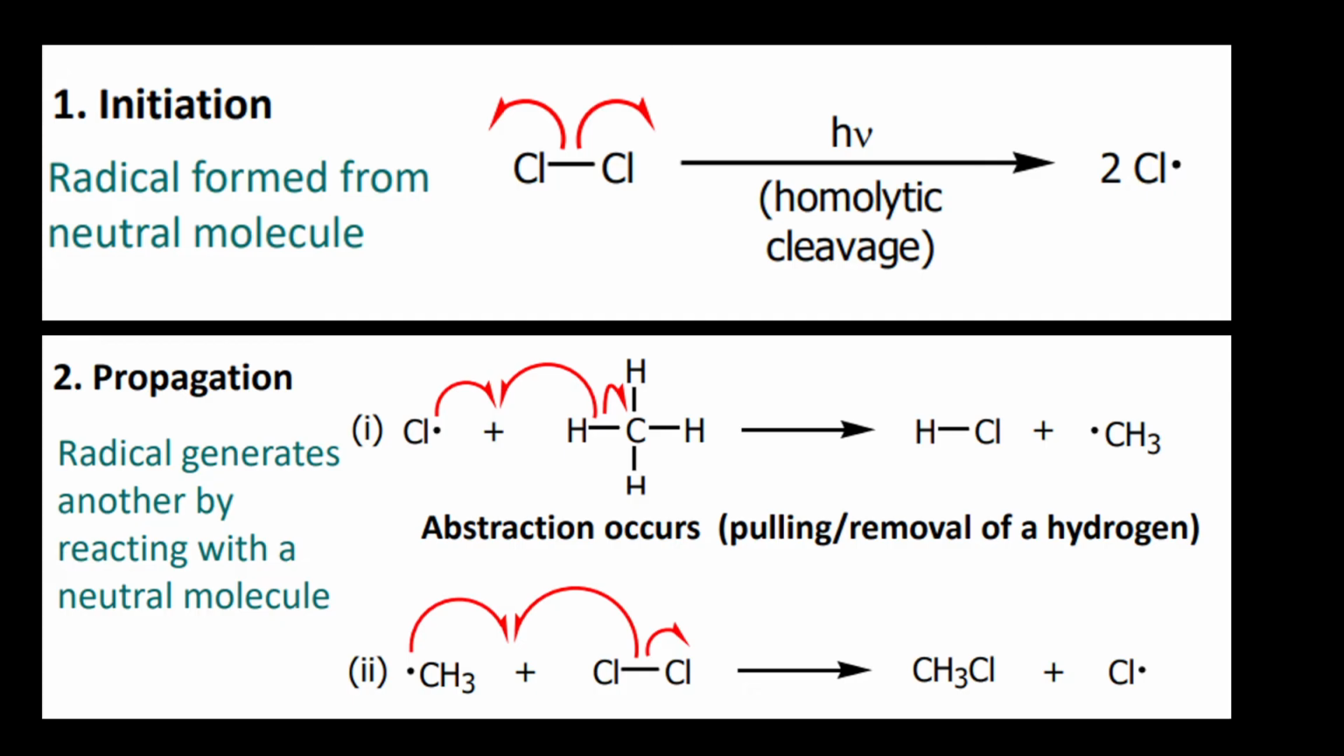Initiation: a radical formed from a neutral molecule. Homolytic cleavage. Beautiful. hν indicates that there's some type of light or heat energy creating this pair of radicals. Then we have propagation: a radical generates another by reacting with a neutral molecule.